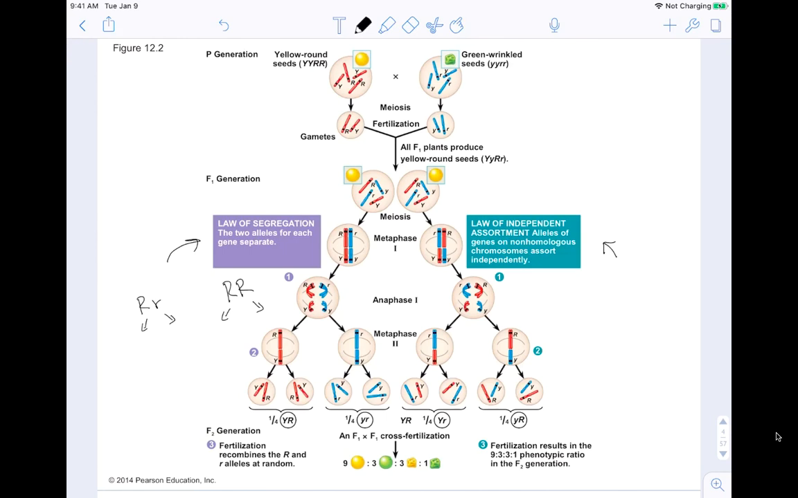For the law of independent assortment, the genes on non-homologous chromosomes are going to assort independently. This just means that it doesn't matter if your height and your eye color are inherited together. They're on different chromosomes, non-homologous, so they're not necessarily going to go in the same gamete. Just because you have blue eyes does not mean that you also have to have freckles. These two things are not dependent on each other, so they independently assort and can go into different gametes at random.